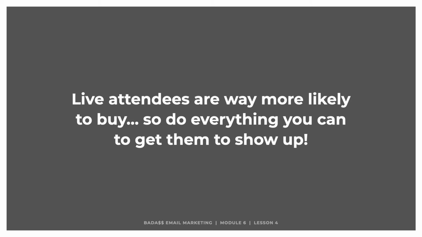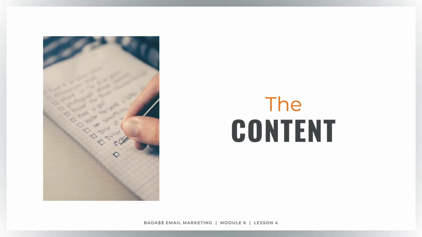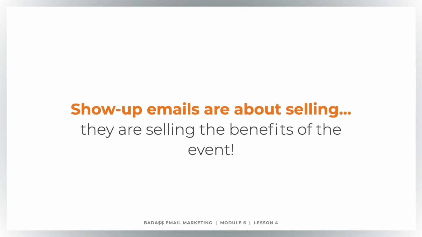So like the last lesson, we're going to dive into the content and then the sequence. So let's start with the content. What are you going to include in these emails? So the key point here is that show-up emails, again, are about selling, but they're selling the benefits of the event. They're selling the benefits of showing up live to the event, not just registering, but actually being there live.